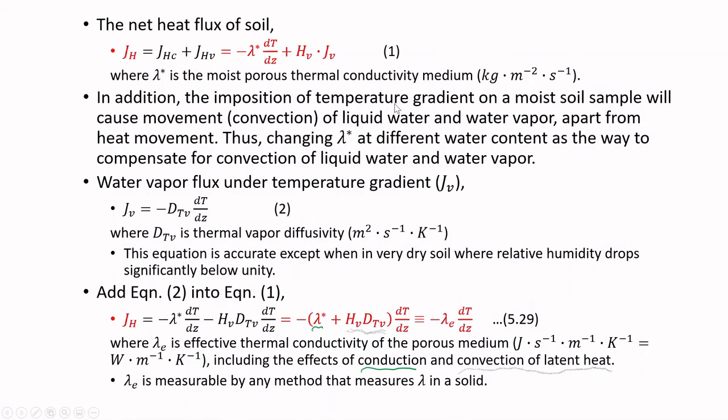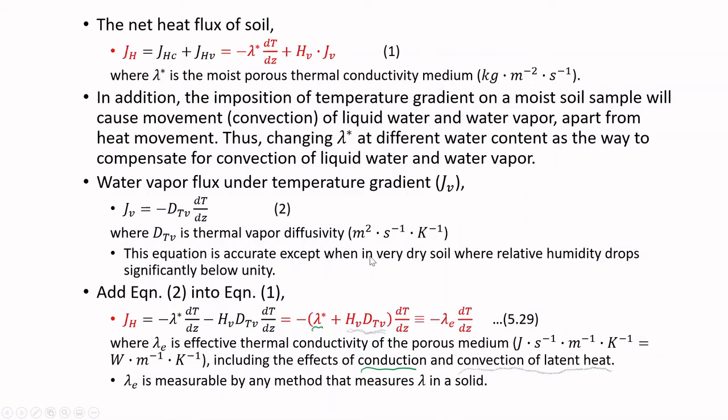In addition, the imposition of a temperature gradient on the moist soil sample will cause movement of liquid water and water vapor, apart from heat movement. This lambda not only includes the solid material, it also includes the liquid inside the soil, because soil is not dry. The soil also has liquid as well as vapor because of the air space. So when we impose a temperature gradient, it causes movement of liquid water as well as water vapor. Thus, changing lambda asterisk at different water contents is a way to compensate for convection of liquid water and water vapor. Water vapor flux under a temperature gradient is given by D_TV, the thermal vapor diffusivity, multiplied by the spatial derivative of the temperature.